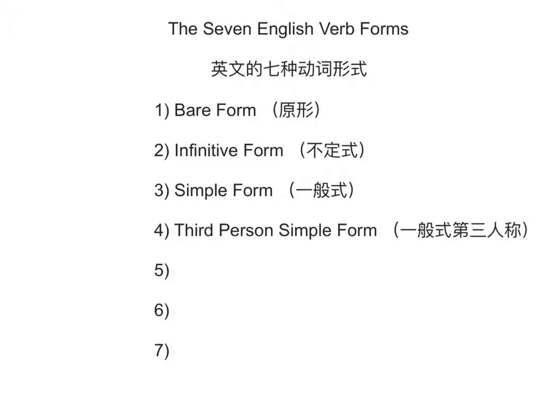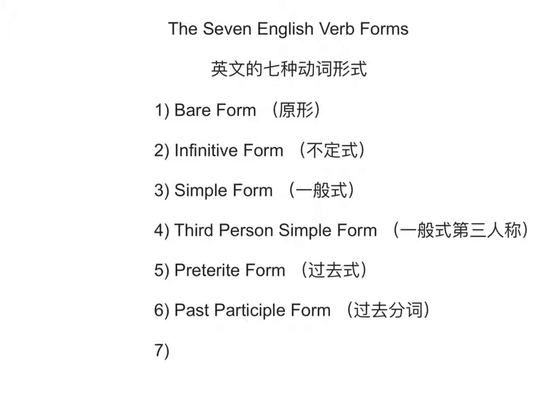The fifth verb form is called the preterite form. In Chinese, it is called 过去式. The sixth verb form is called the past participle form. In Chinese, it is called 过去分词. The seventh and final verb form is called the present participle form. In Chinese, it is called 现在分词.